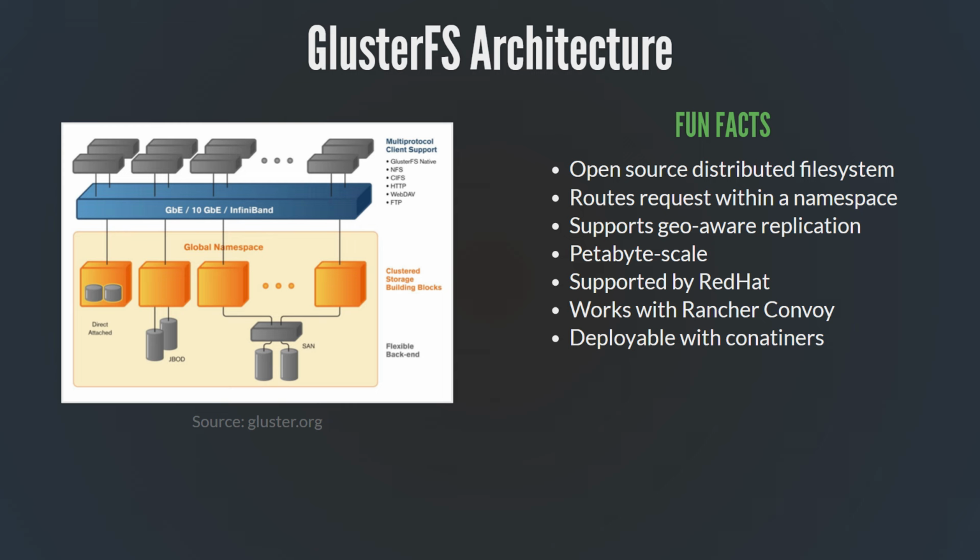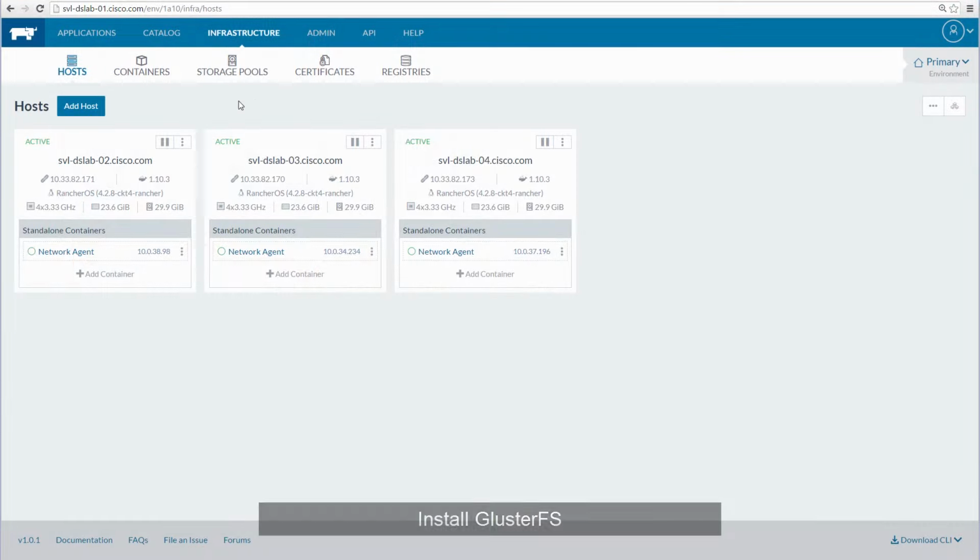It's been around for a while. It supports geo replication, and it scales up to petabyte scale. This has been proven in a lot of academic institutions that have used this at scale. It's currently supported by Red Hat. They purchased the company that had initially created the source code for this. And it works with the Docker Volume plugin, Rancher Convoy. Rancher Convoy can also support NFS, but there is a GlusterFS variant. And as I mentioned, we can use it with containers.